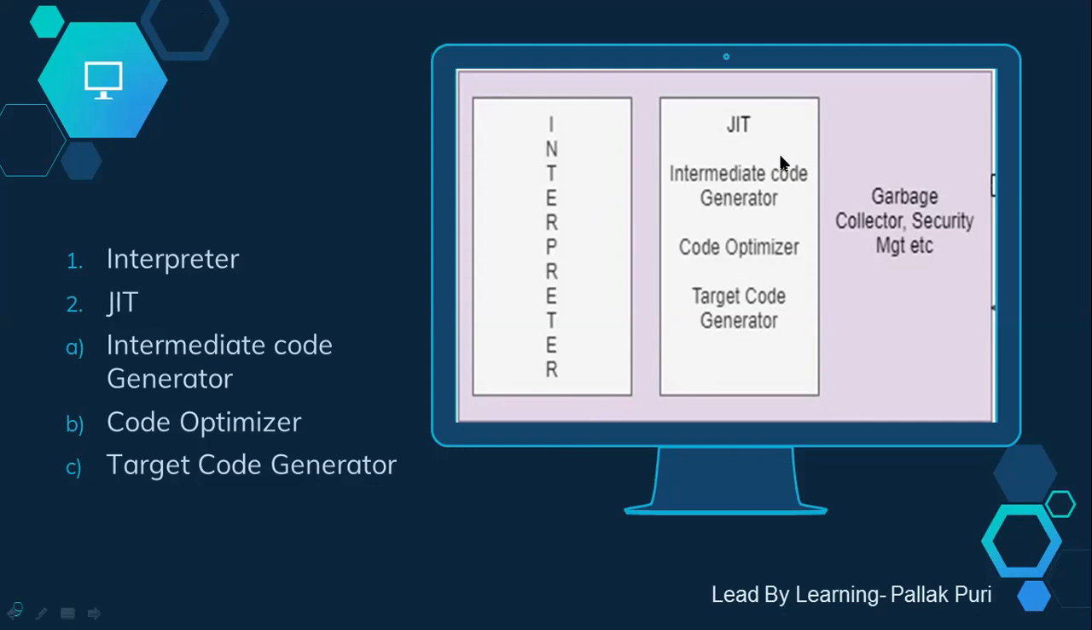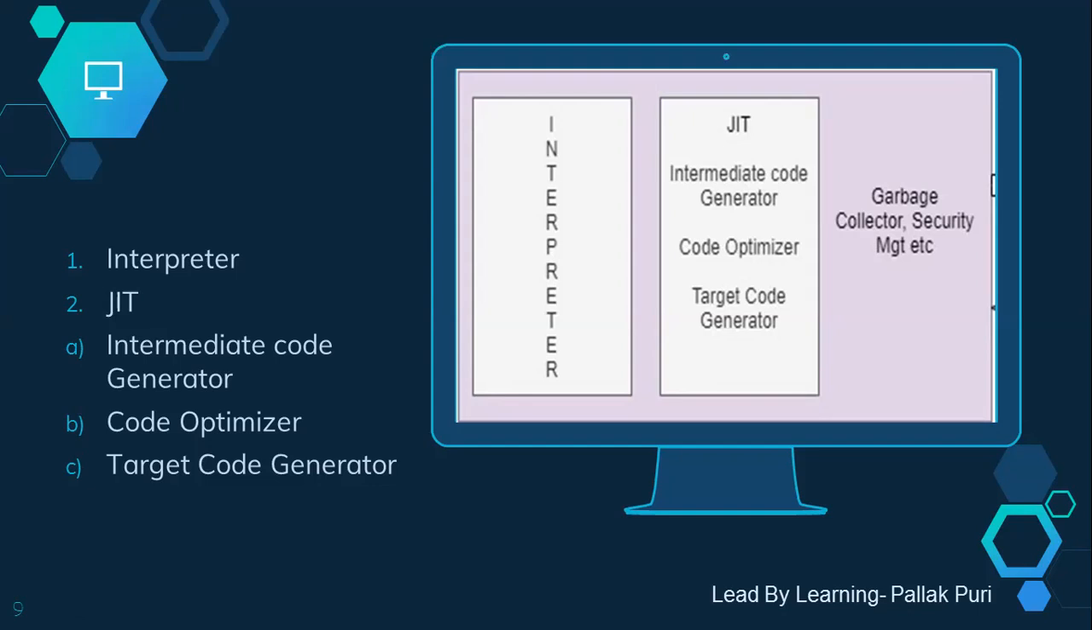JIT compiler is categorized into three components further. First one is intermediate code generator, second is code optimizer, and the third one is target code generator. So intermediate code generator produces intermediate code, which is the bytecode. Now, code optimizer is responsible to optimize the code. And next we have target code generator. It is responsible to generate machine code or native code.